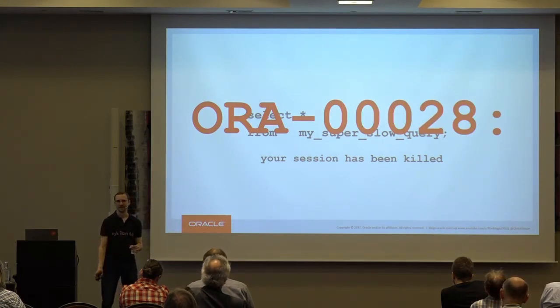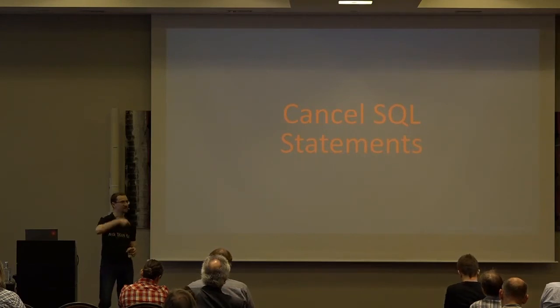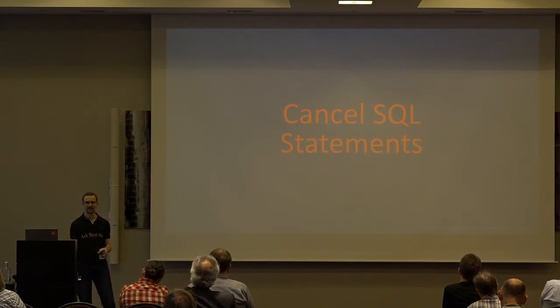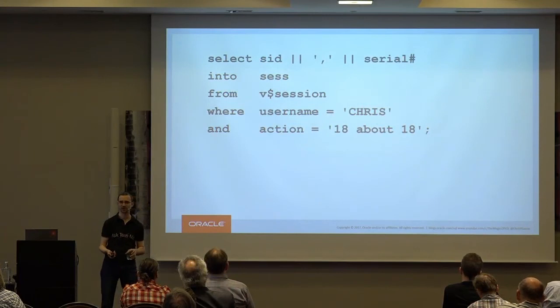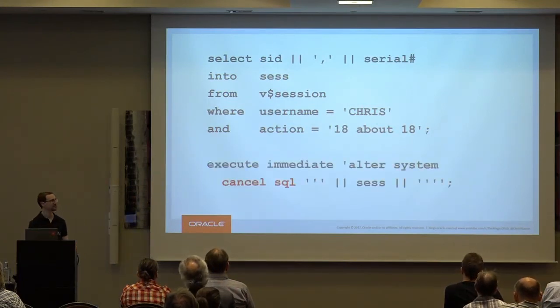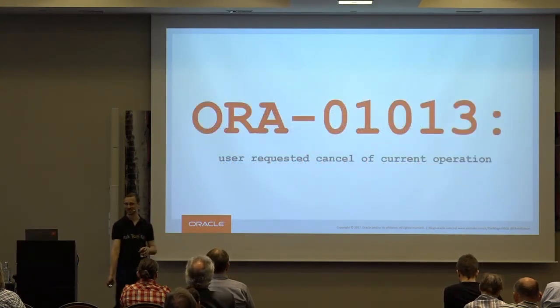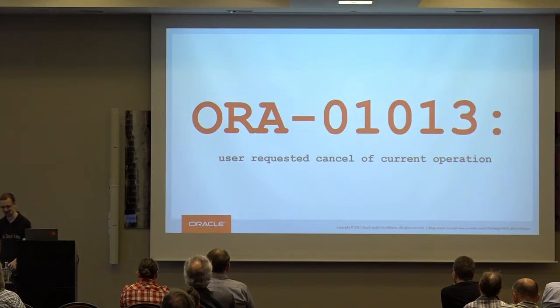So in 18c, we've got another way around this. You can now cancel an individual SQL statement. So if you've got that runaway SQL query, rather than having to kill the whole session, you can cancel it individually. How do you do that? Very similar to the way you would kill a session. You find the SID and the serial number, pass it to an ALTER SYSTEM CANCEL SQL statement, and instead of killing your session, you'll get the ORA-01013 user requested cancel of current operation error. And at that point, it will stop, and you can continue going on about your business.